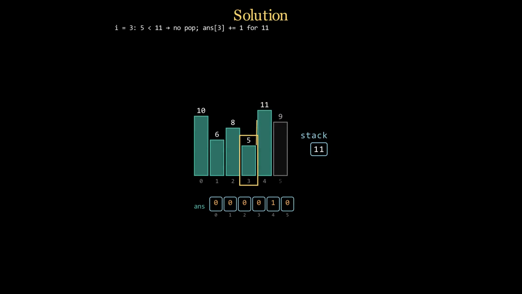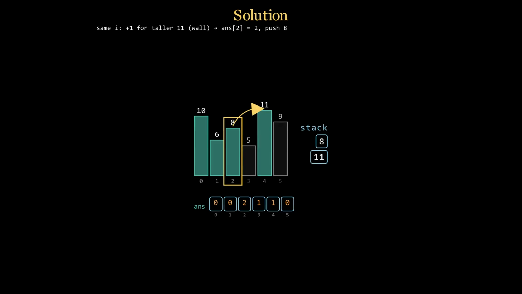Index 3 is 5. 5 does not clear 11, so no pop. The stack top is still 11, add 1 for seeing that taller neighbor, then push 5. Index 2 is height 8. 5 on top of the stack is shorter, so we pop 5 and add 1 to the answer at index 2, first increment. 5 is gone, only 11 remains for now. 8 is still below 11. That is a second sight line, add 1 more at index 2. Then push 8 onto the stack.